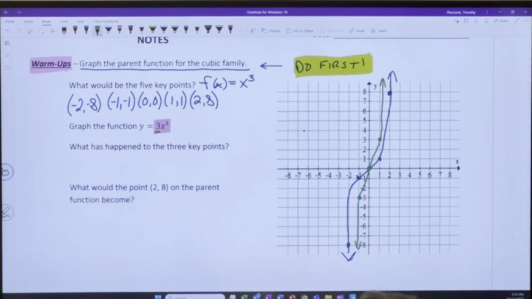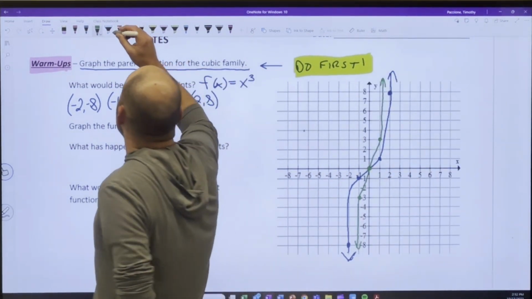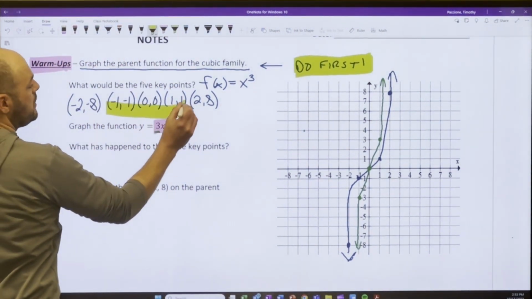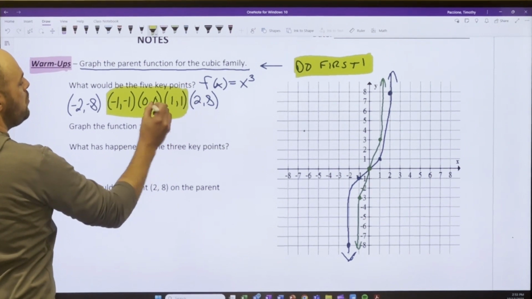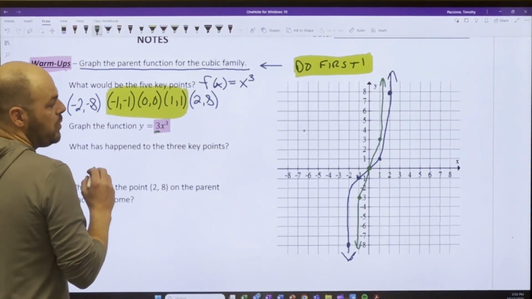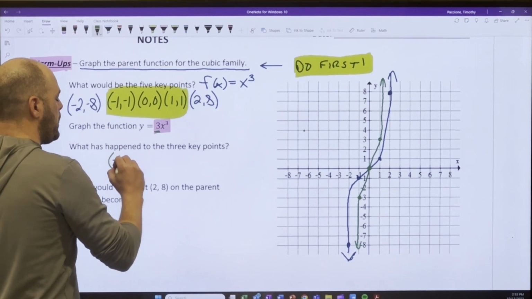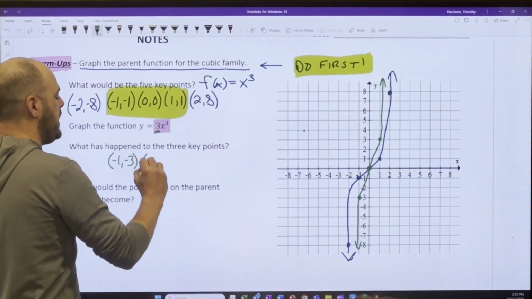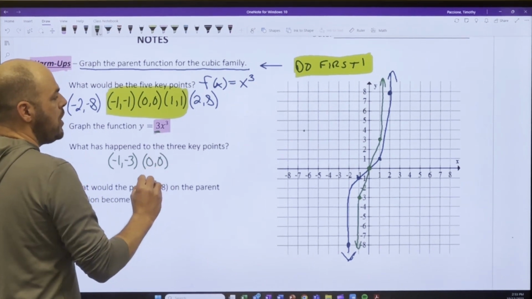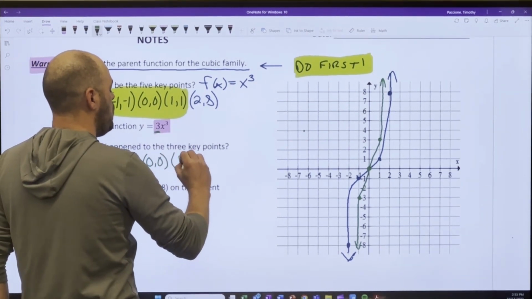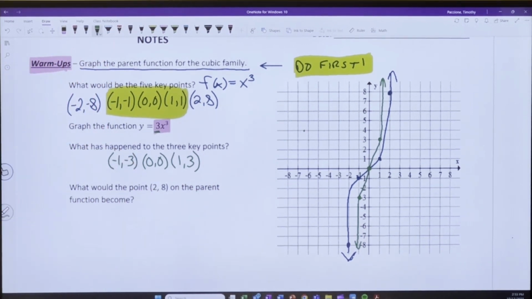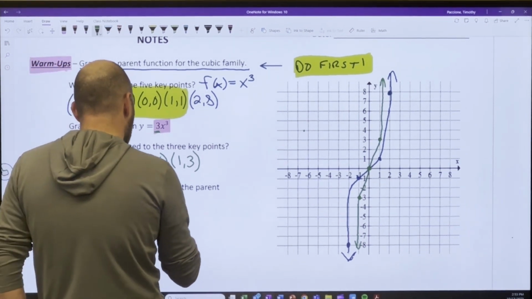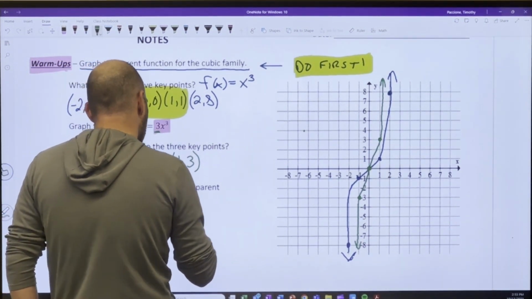All right, so it says what happened to the 3 key points? I should have said 3 of the key points, because there are only 3 left. But anyway, so basically it's asking about these 3, right? These 3 key points, what did they become? So instead of -1, -1, we had -1, -3. Instead of 0, 0, we had, well, 0, 0. Instead of 1, 1, we had 1, 3. So what would we expect 2, 8 to become? 2, 24. Exactly. 2, 24.